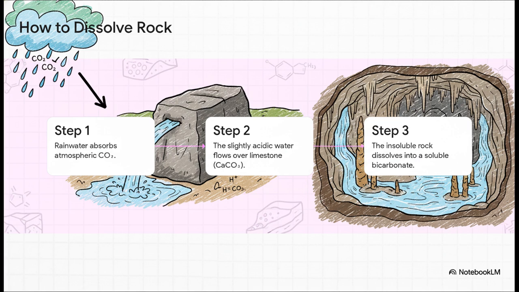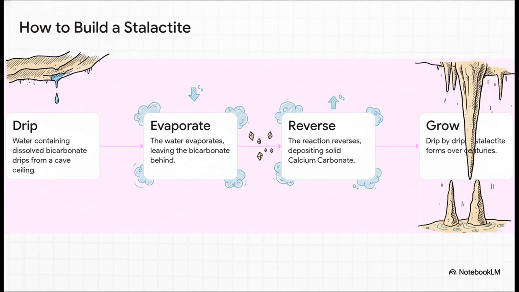The acid slowly dissolves the rock, transforming the insoluble carbonate into a soluble bicarbonate that gets carried away by the water. And over millions of years, this process carves out these huge underground caves. But here's where it gets really cool. What chemistry takes away, it can also give back.